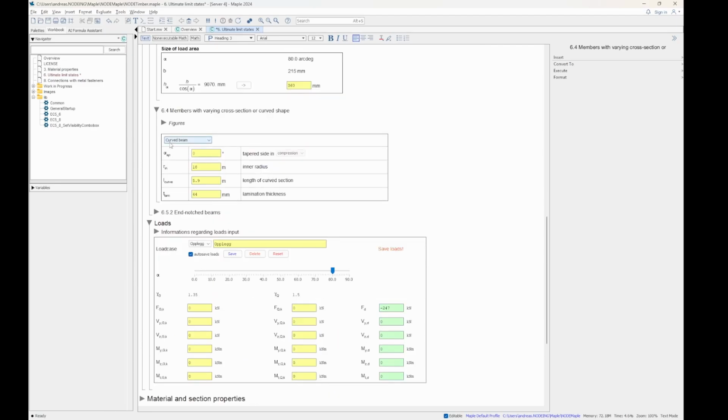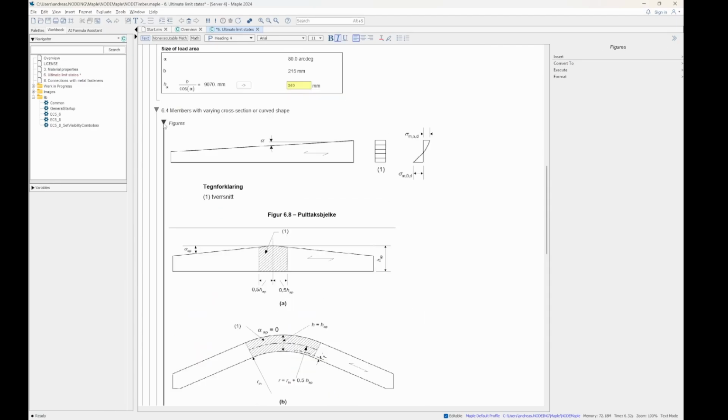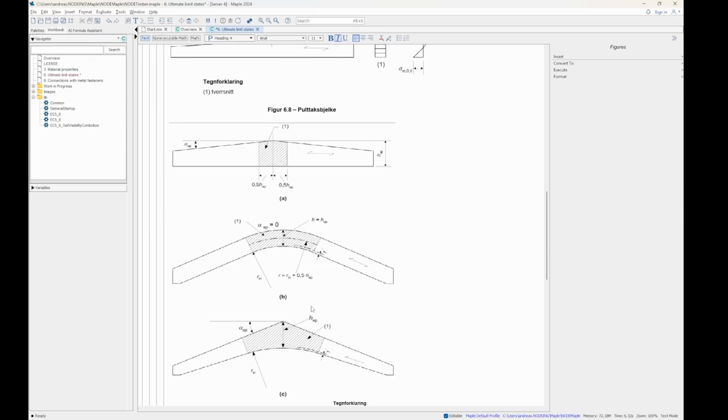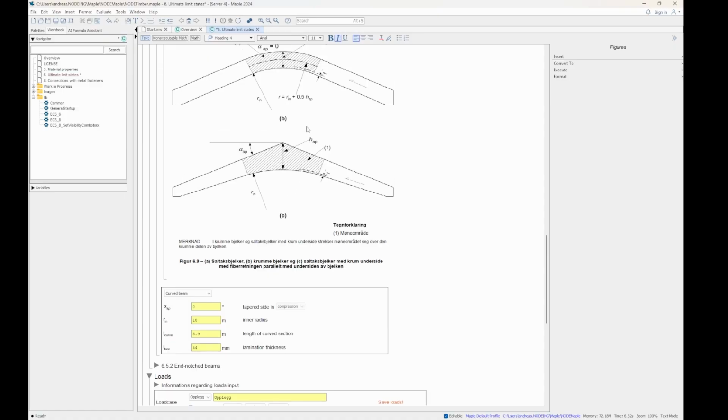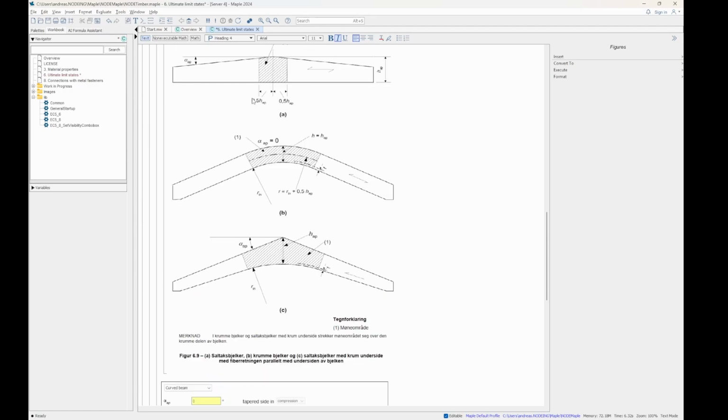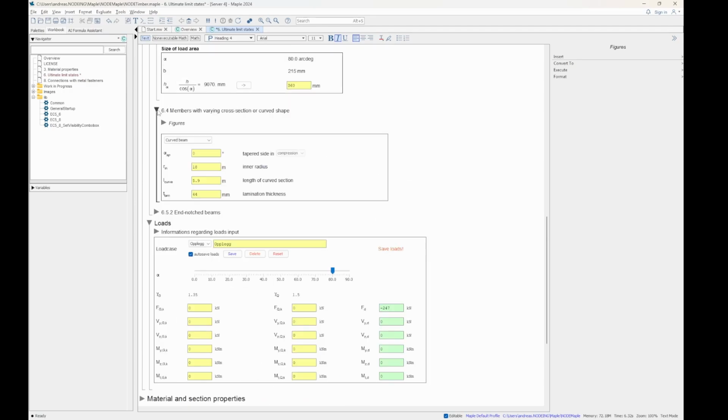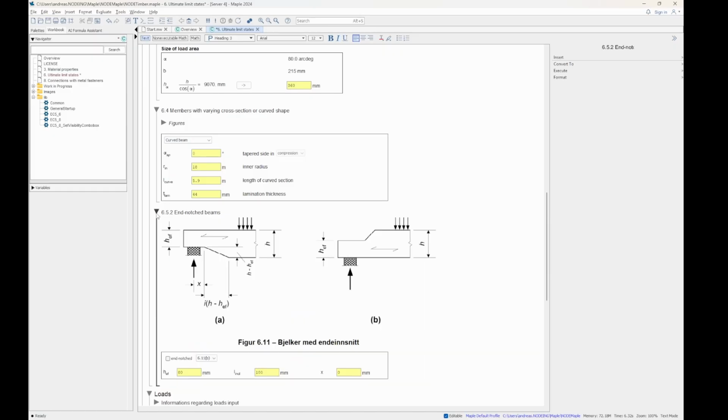We have the curved beam definition, which is visible here. So you have these values which need to be entered. We have the 18 meter radius on the inside, or to the inside of the connection. We have the curve length 5.9 meters, and we have the thickness of the lamination of 44 millimeters. End notch beams we don't have either, so this one is not active.